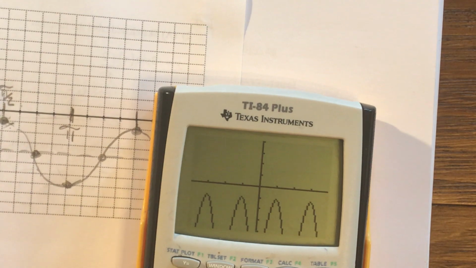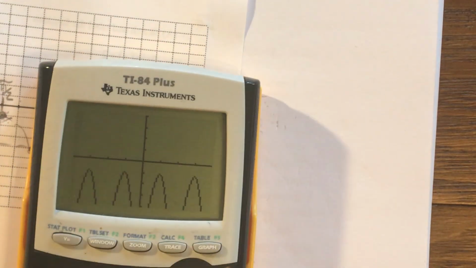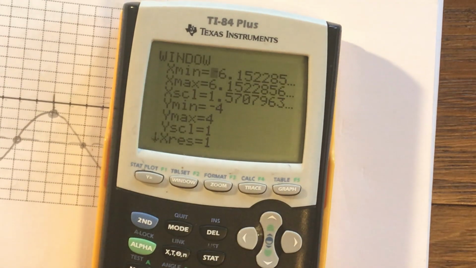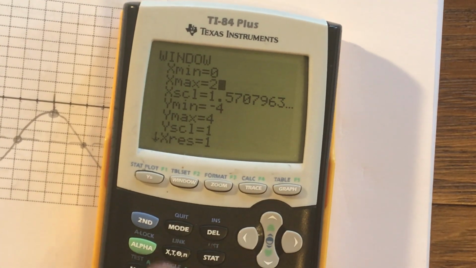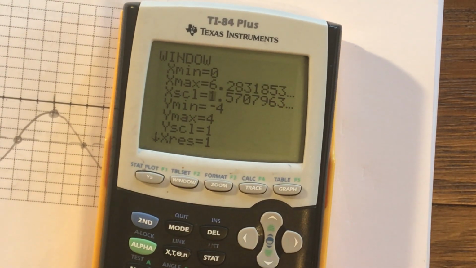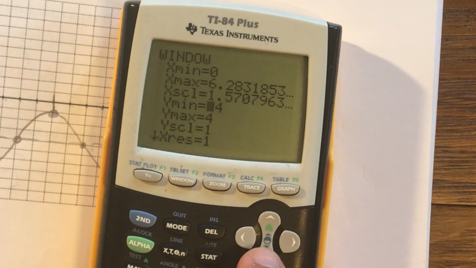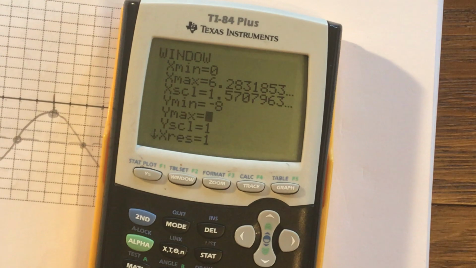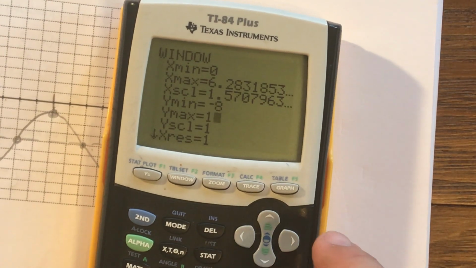Because it got compressed. We're doing compressions, stretching and compressing. This got compressed. So if I really want to see the exact same graph, I have to go to my window. And I can say, well, I went from 0 to 2 pi, 0. You can type in 2 pi. And it's all below the x-axis, so I don't know. I got to go from like negative, I'll say -8 to, I'll make the max 1 so we can see the x-axis. Yeah, let's try that.